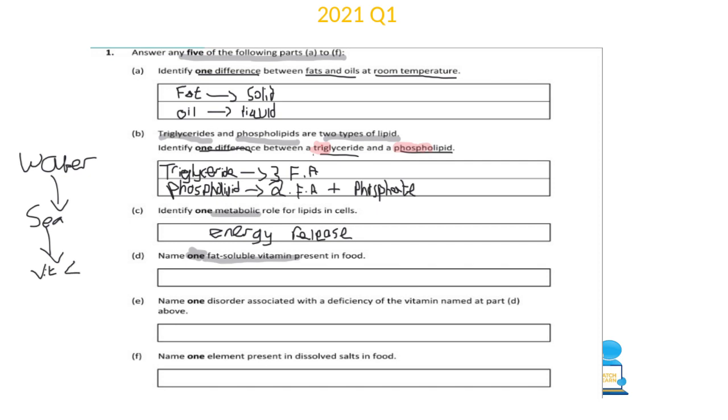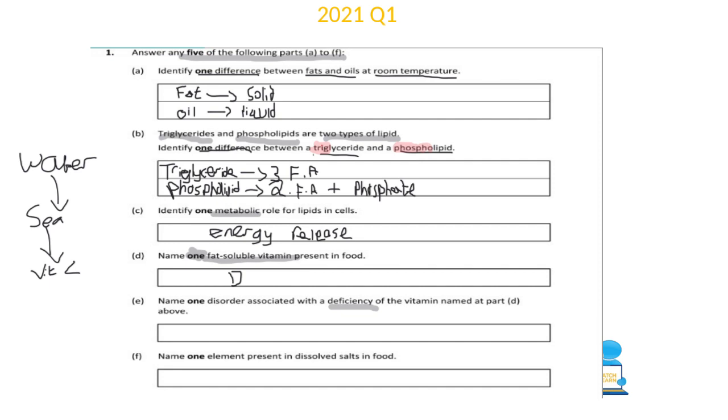So therefore, our fat-soluble vitamin that we have studied is vitamin D. A disorder associated with a deficiency of the vitamin that we're after naming. A deficiency means a lack of. So if we have a lack of vitamin D in our diet, what disorder can arise that is associated with a lack of this vitamin?